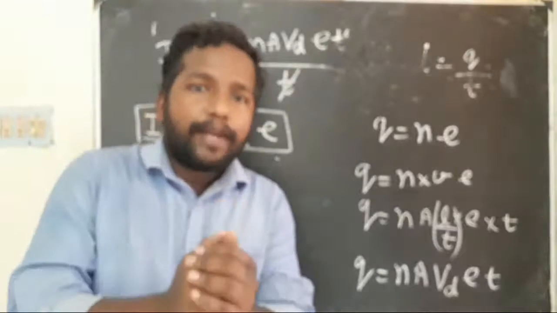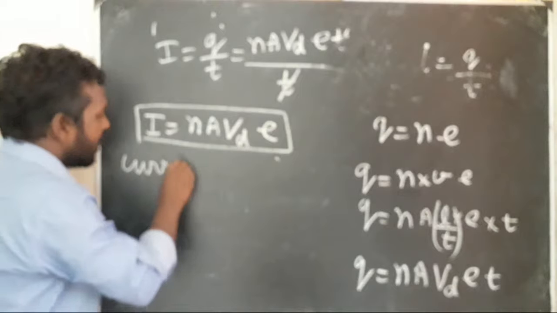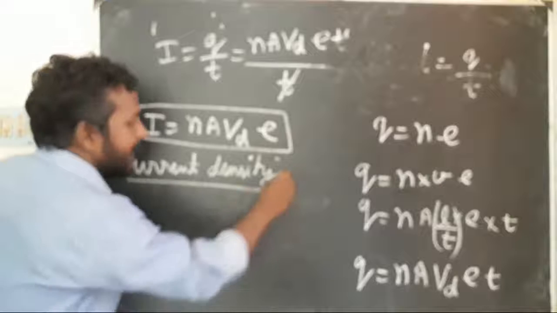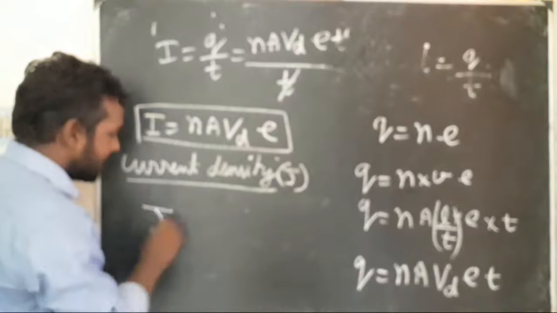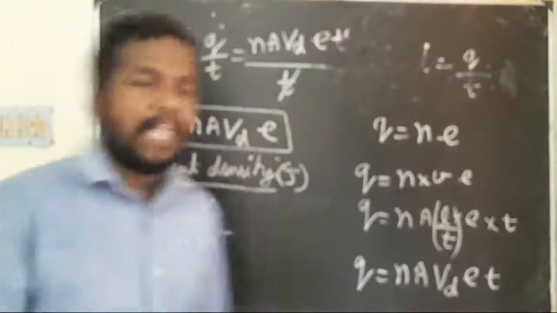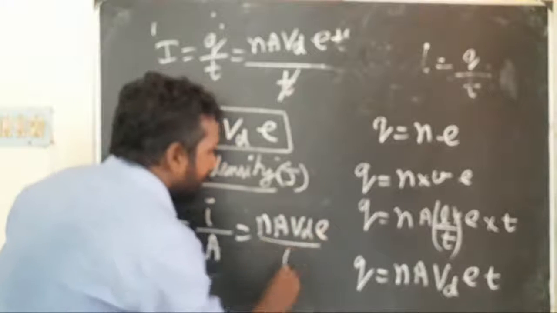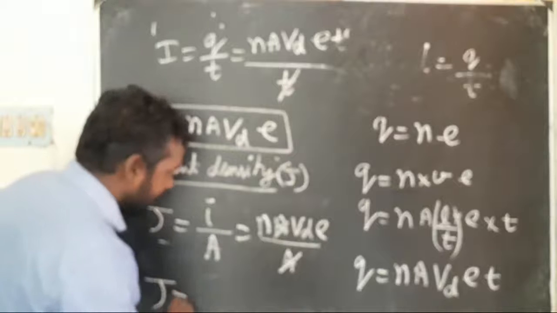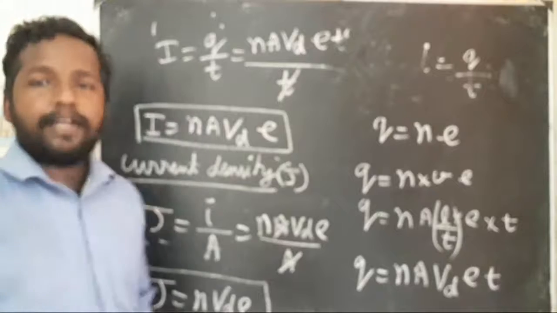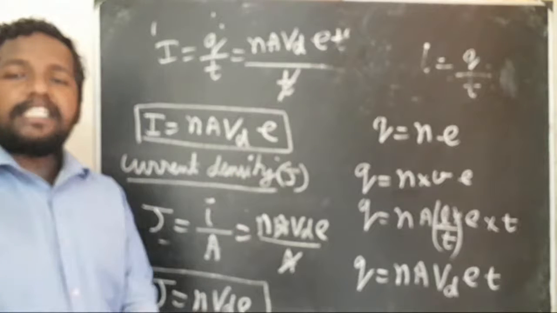Now we are going to discuss what is current density. The symbol we can take as J. Current density is equal to current per unit area, the current flowing per unit area. Already I know current is N A Vd E, divided by A, and A gets cancelled. So current density will be N Vd E. This is the current density finally. Now we learned what current density is. The earlier one is the relation between current and drift velocity, and this is the relation for current density.